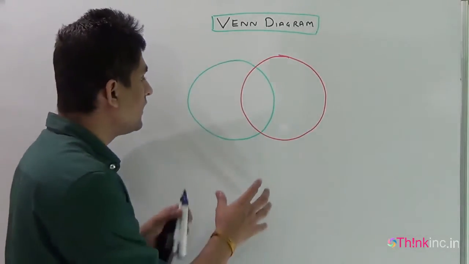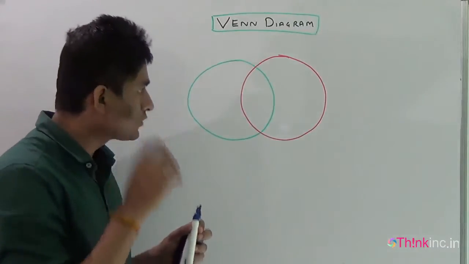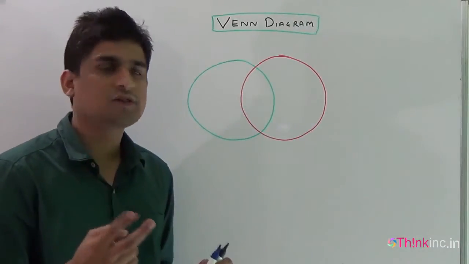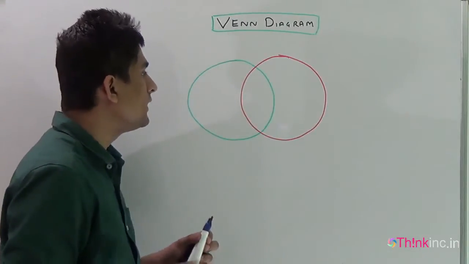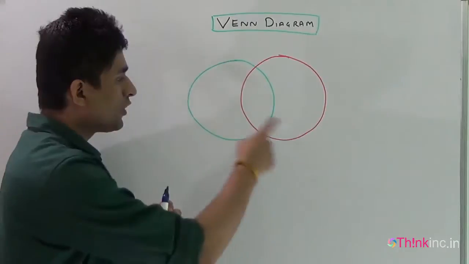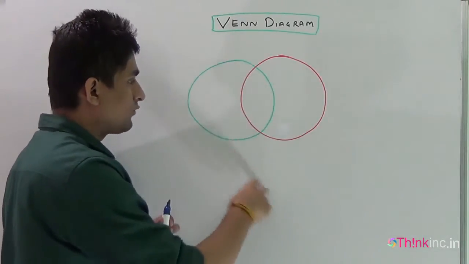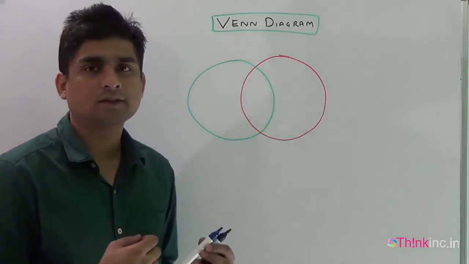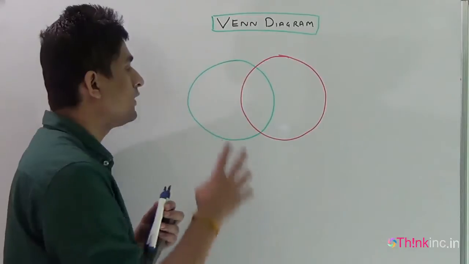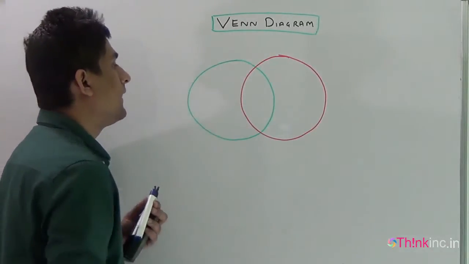Here I have drawn two circles because in most competitive exams only two pieces of information are given, and the diagram is drawn on that basis. If more information is given, we have to draw more circles. If there are three pieces of information, we draw three circles. But as far as most competitive exams are concerned, questions are limited to only two data. So I've taken the example of two data.